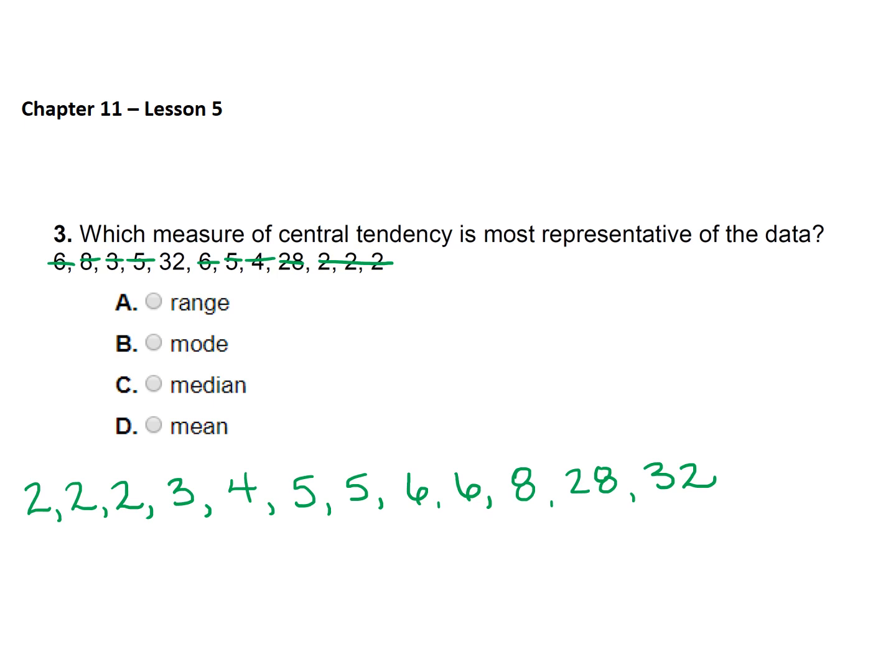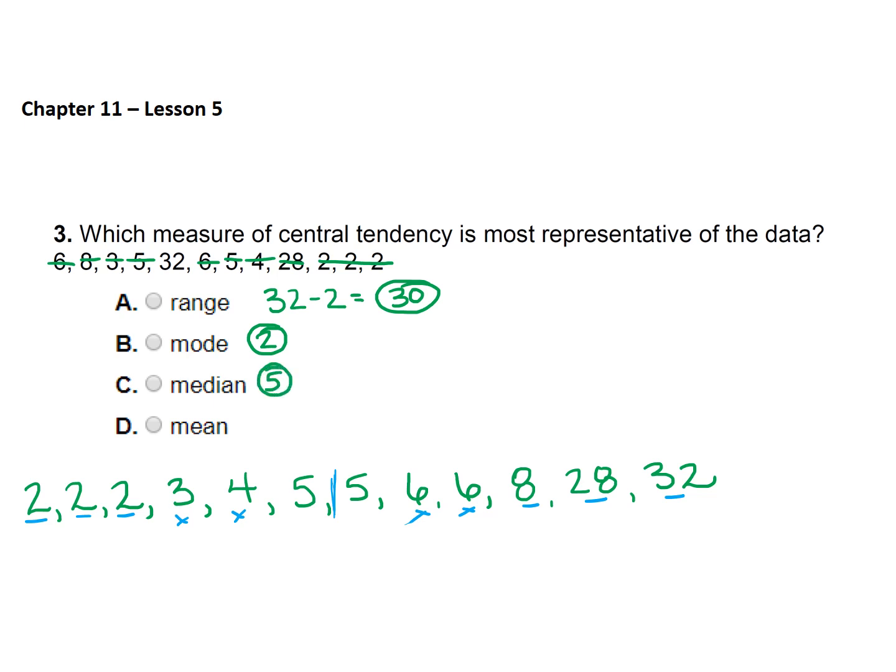All right, so the range is 32 take away 2, which equals 30. The mode is 2, because that is the one that happens the most frequently. The median is left, left, left, right, right, right, left, left, right, right. What's between 5 and 5? 5. So the median is 5.